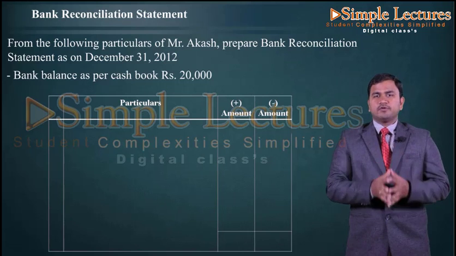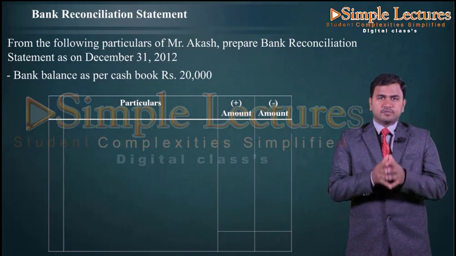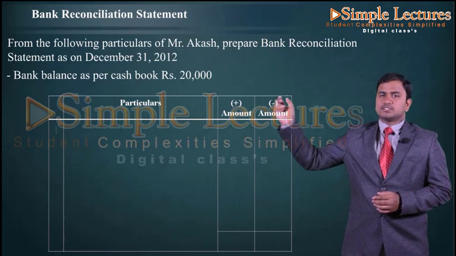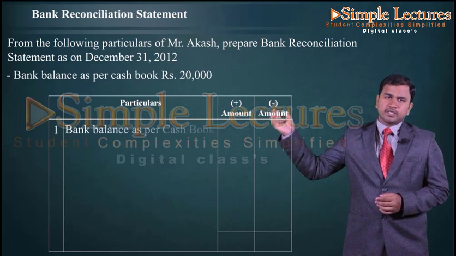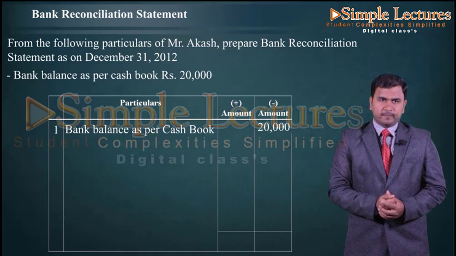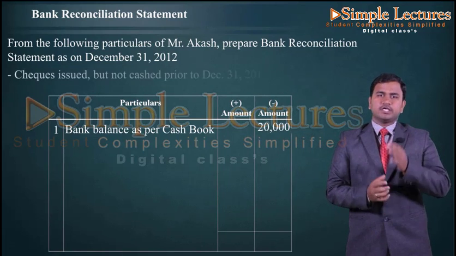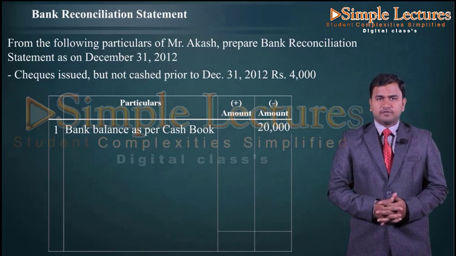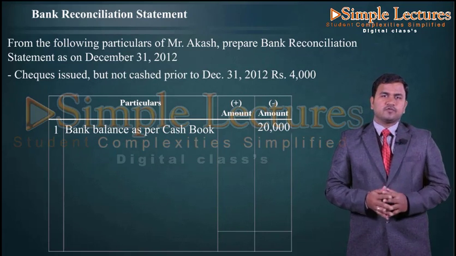So whatever bank balance we have as per the cash book, which is 20,000, is positive. So we are going to take serial number 1, balance as per cash book, in the positive amount column 20,000. Then we have check issued but not cashed prior to December 31st, 2012, rupees 4,000.